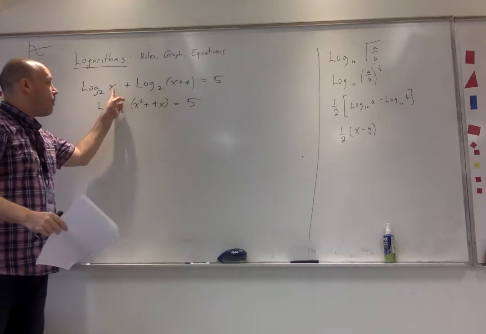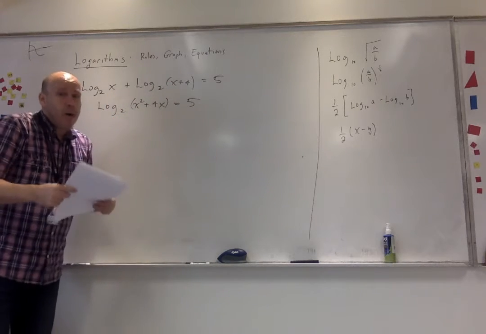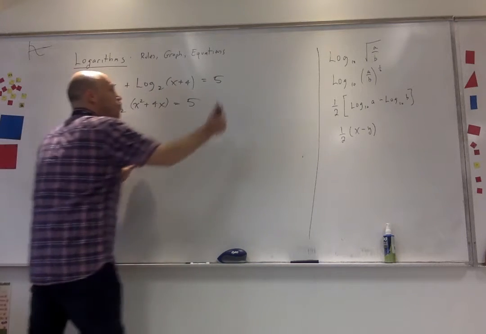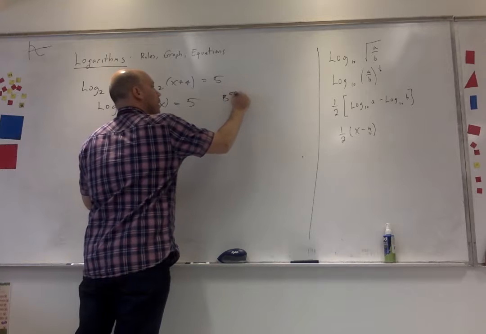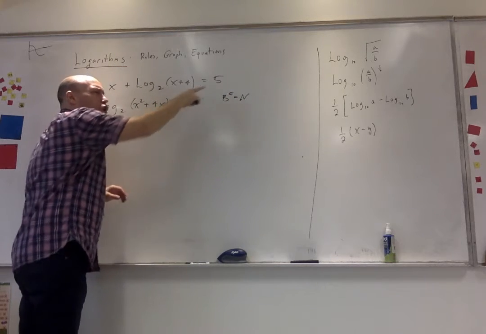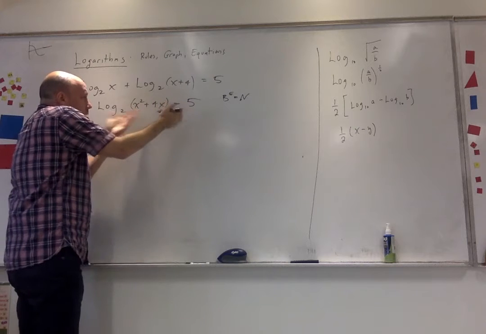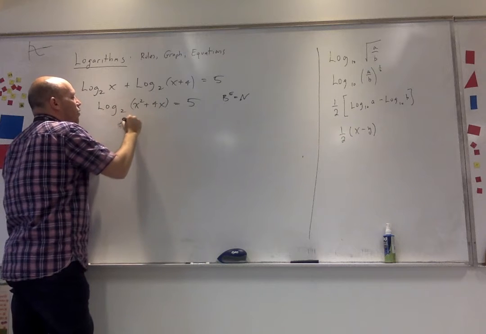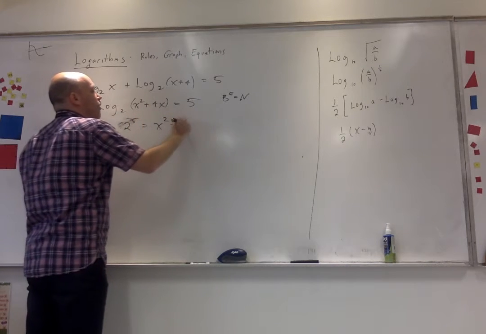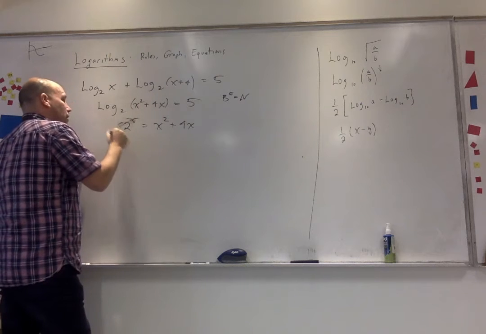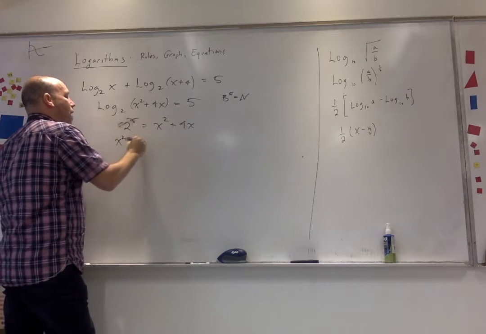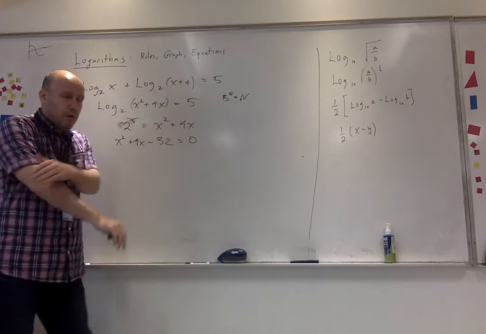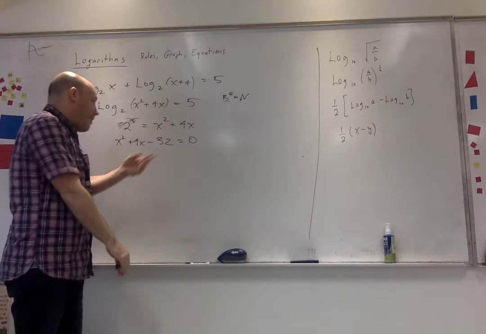All right, does everyone see what I did? I multiplied x times x plus 4. Then what I can do is turn this into an exponent. I can undo this and use Ben, get it out of log world and go into exponents. 2 to the 5th equals x squared plus 4x. So this is x squared plus 4x minus 32 equals 0. And then we have a quadratic.